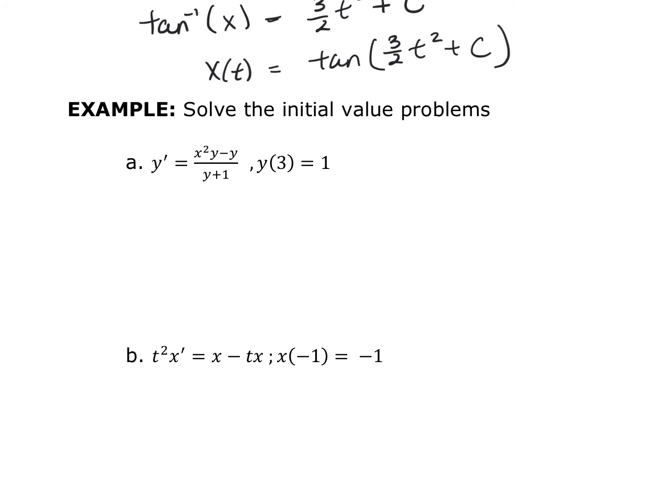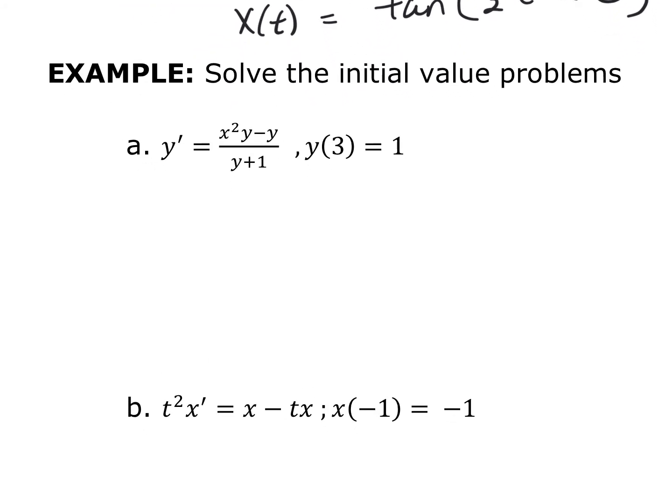Now what we're going to do is something similar to what we just did, except now I'm going to be able to figure out what c is. I'm going to solve this initial value problem, and I'm going to be able to figure out what c is. So you can see that this is separable. So y prime is equal to, I'm going to factor out a y on the numerator, leaving me x squared minus 1 over y plus 1. And then multiply both sides by the reciprocal.